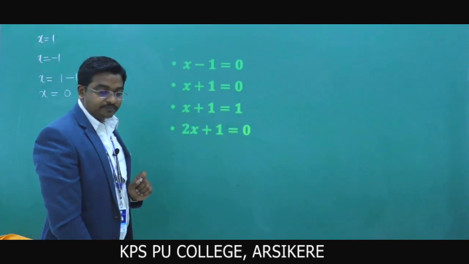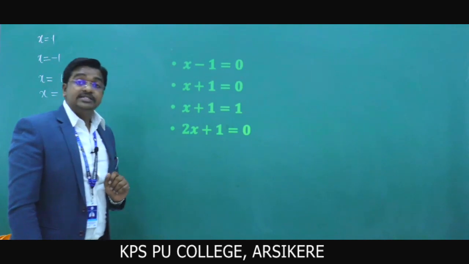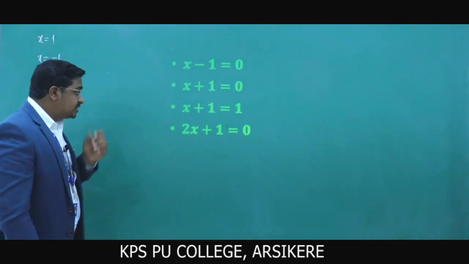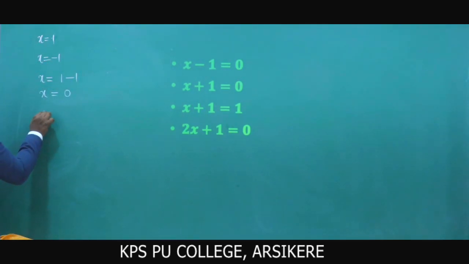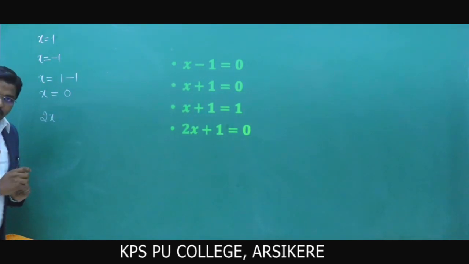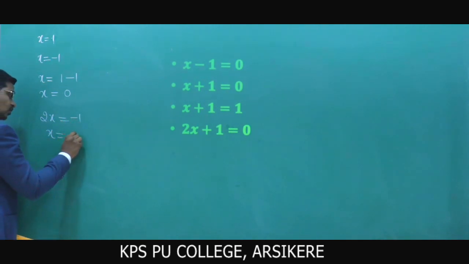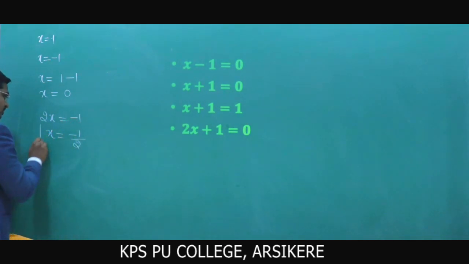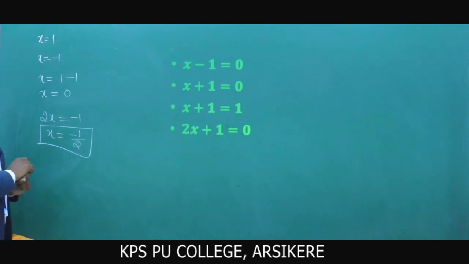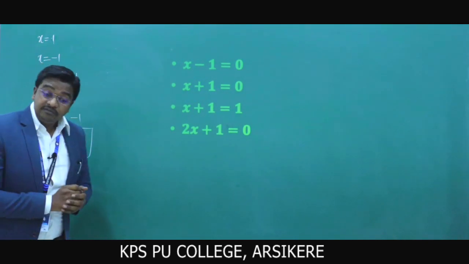And the fourth one, 2x plus 1 is equal to 0. I will write 2x as it is and send +1 to the right side. Then what happens? We are left with -1. So what about x then? x is equal to -1 divided by 2. So this is the root of the equation.